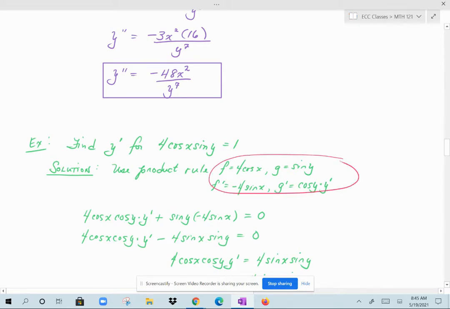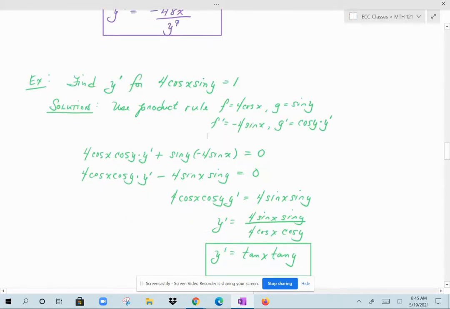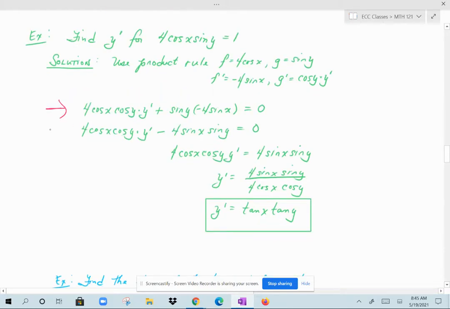F is 4 cosine x, f prime is negative 4 sine of x. G is sine of y, g prime is cosine of y, y prime. So when I put that together, this is f g prime plus g f prime, and the derivative of the right side is 0. Then your goal is to get y prime alone. So in the next line, all I did was I put the minus in front. So you get 4 cosine of x cosine of y, y prime, minus 4 sine of x sine of y equals 0.